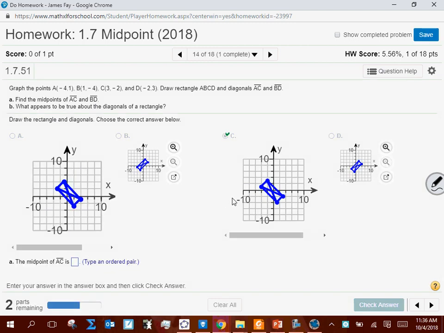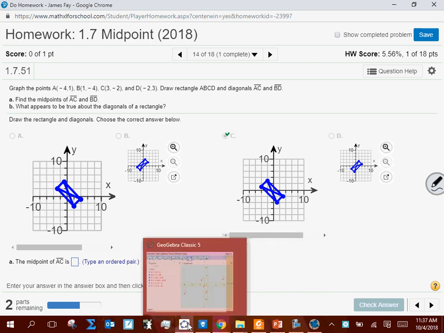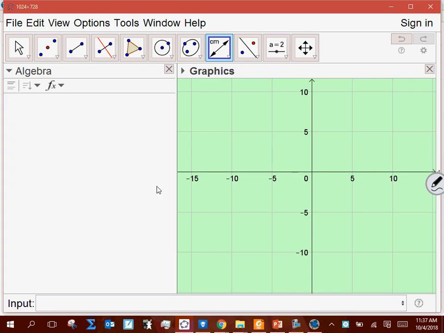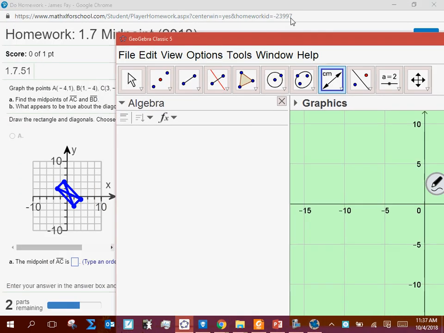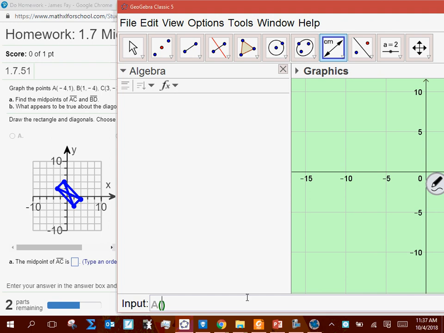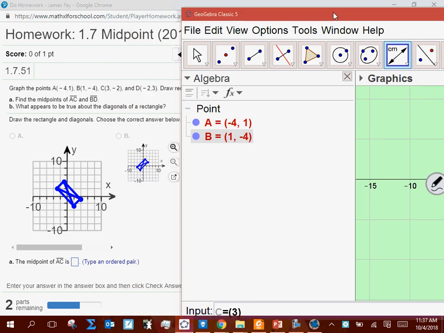All right. So I think, guys, in getting the picture, I apologize for that just terrible rendering from MathXL. But let's do this. Let me go into GeoGebra and let's plot these points and get a better view of what's going on. So A is at -4, 1. B is at 1, -4. C is at 3, -2. And D is at -2, 3.